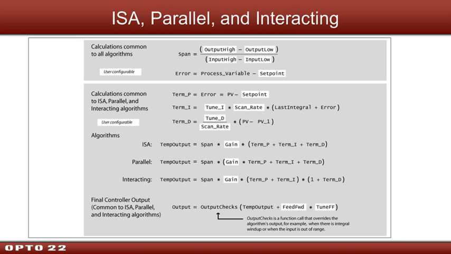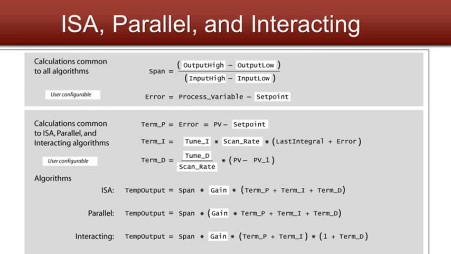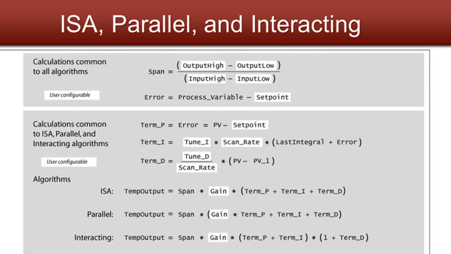So that's our velocity. Let's have a look now at our ISA and parallel and interacting. Again, we've got some common parameters to both. You can see once again our error is the set point minus the process variable.